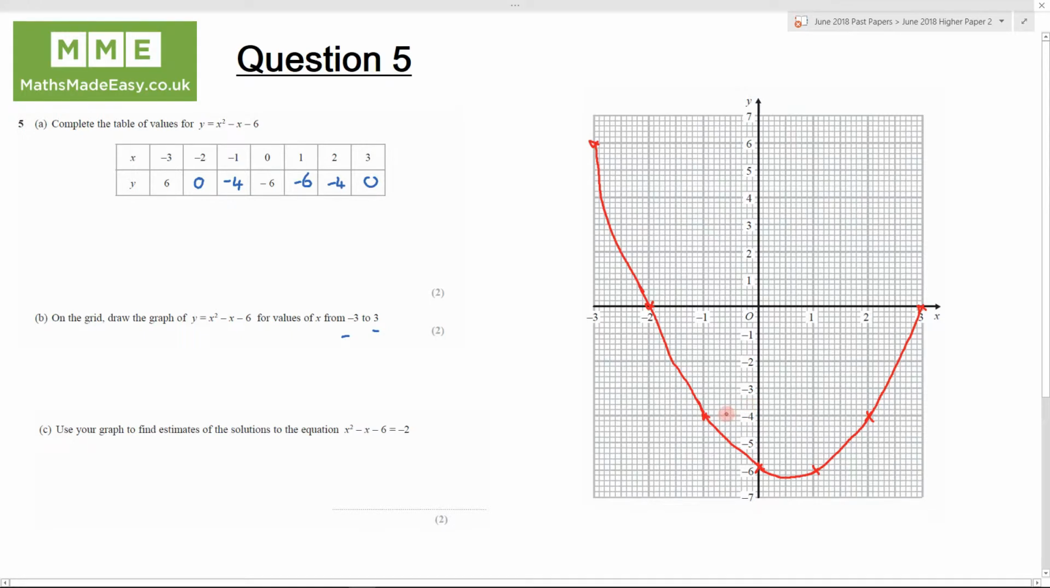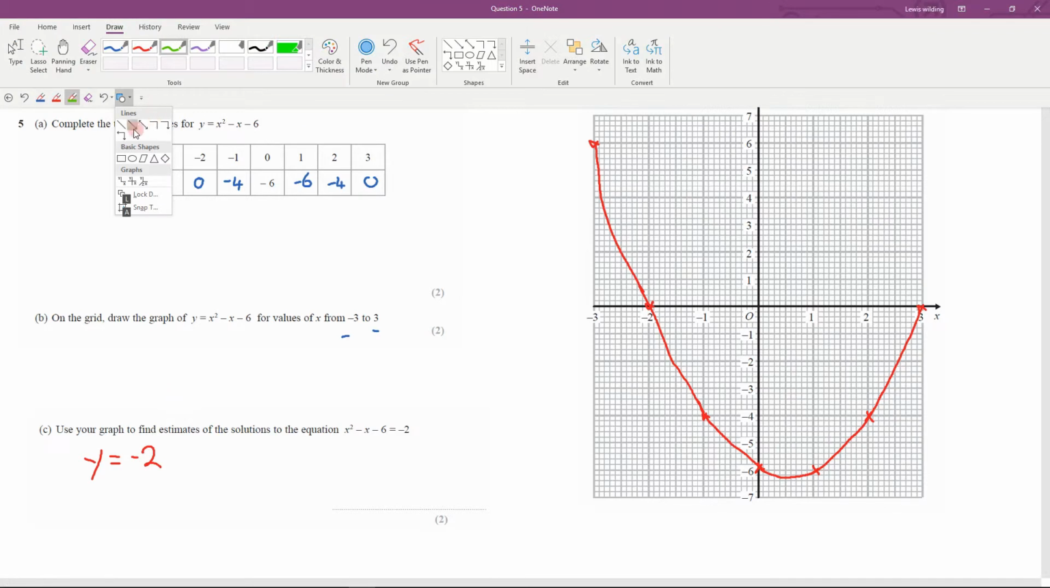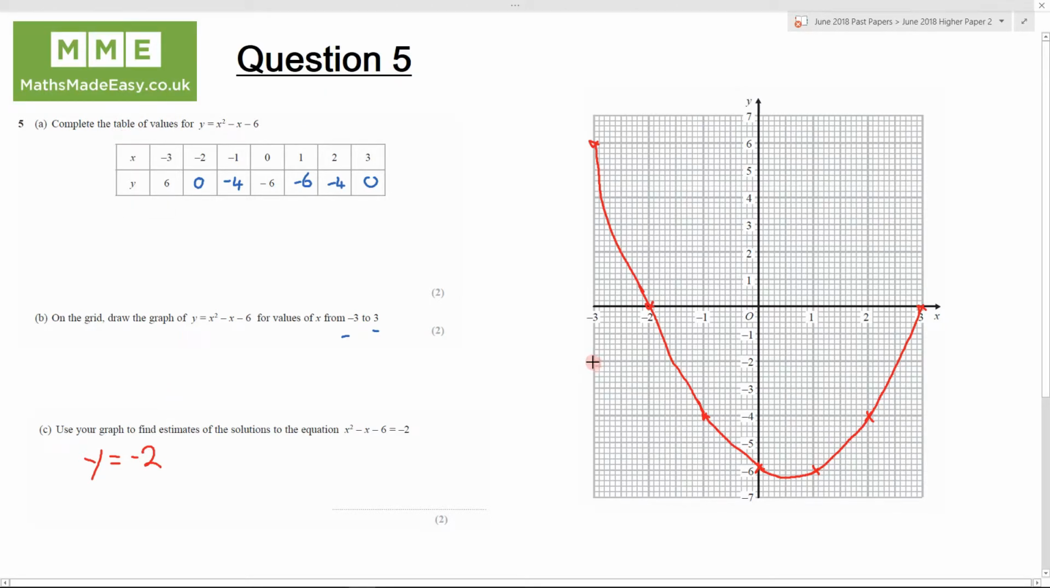Use your graph to estimate the solutions to the equation x squared minus x minus 6 equals minus 2. So the first thing we need to do is draw y equals minus 2 onto the graph. Okay, so if we just use a straight line and draw y equals minus 2 on this graph.